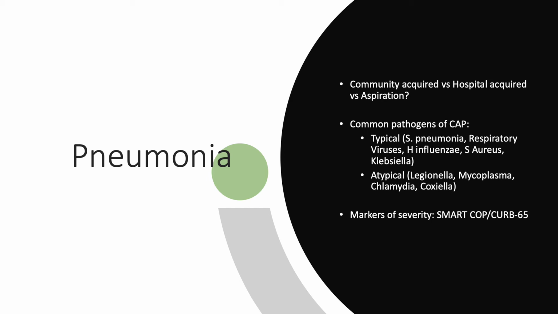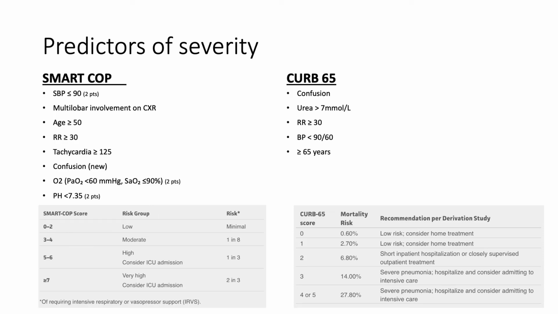And you can use a couple of scales like SMART-COP and CURB-65 to determine the severity of the pneumonia and how you can manage them going forward, whether it's as an outpatient or whether they'll need inpatient management or whether they will need intensive care. And so these are the two scales that I was speaking about.